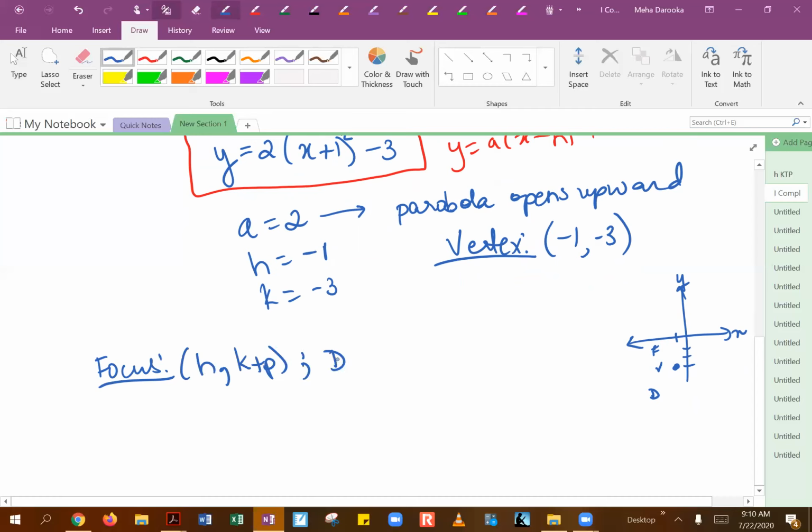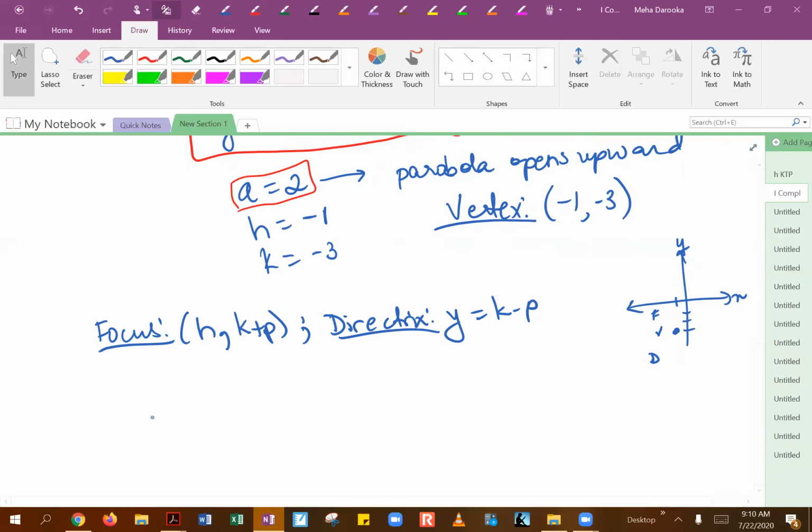and our directrix is going to be the equation y = k - p. So we have the h and k values. What we are missing again here is that p value, and that p value is going to come from this relationship of a. So let's start by finding the p value first.